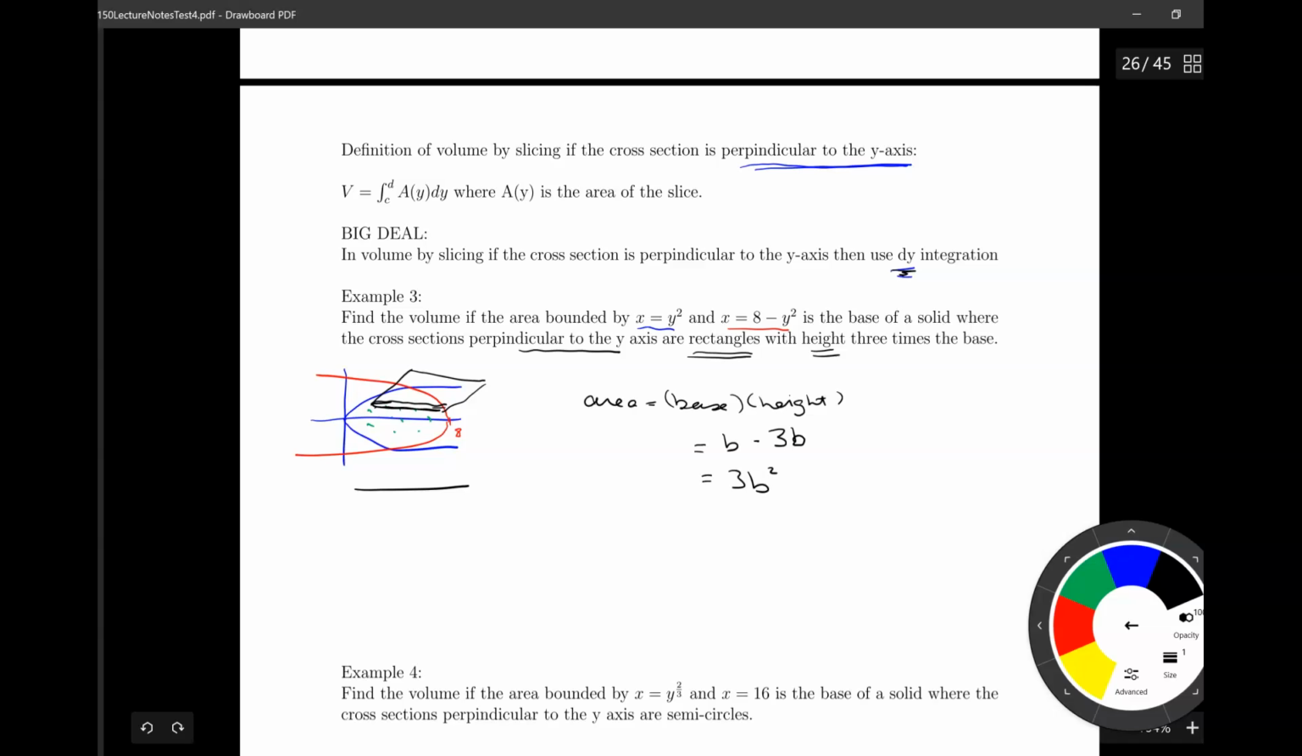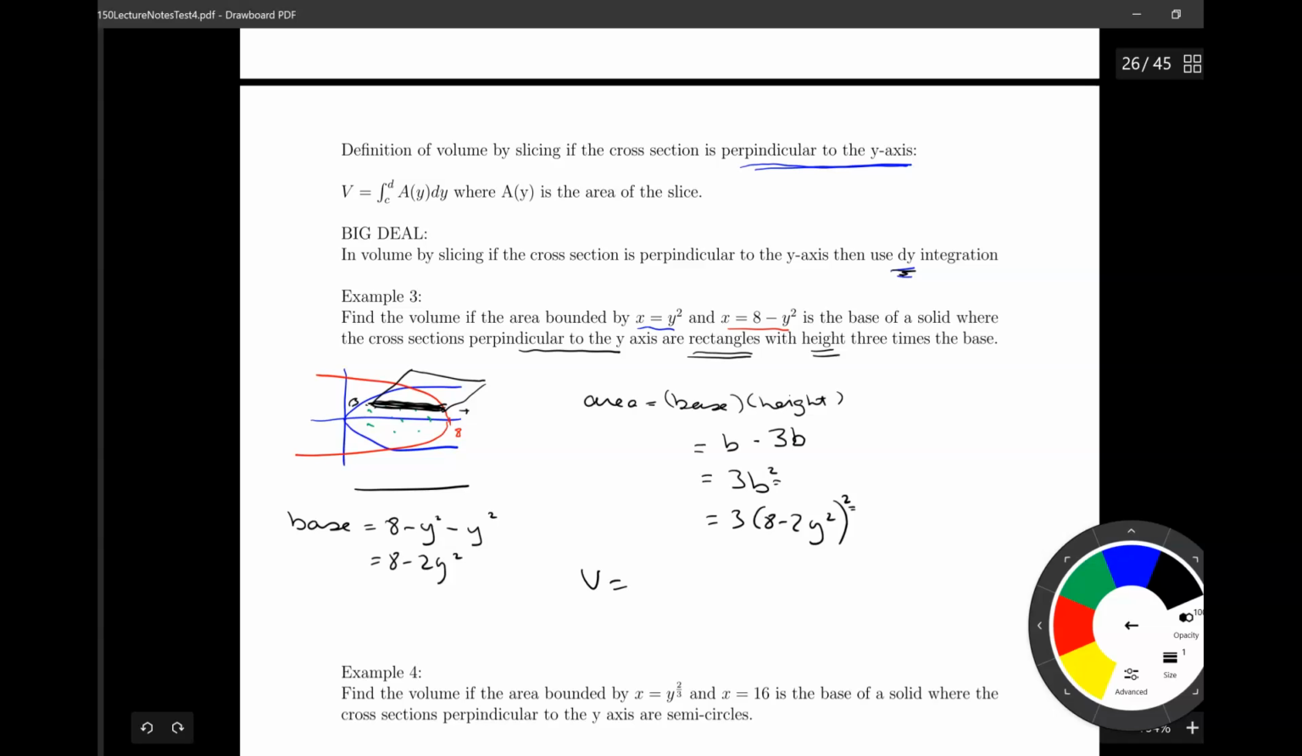So I need to find this distance here because that is the base. I can see that the base is going to be the top minus the bottom. So the top function is 8 minus y squared, and the bottom is y squared. So the base is 8 minus 2y squared. So 8 minus 2y squared for the base, and I'm squaring the base, correct?